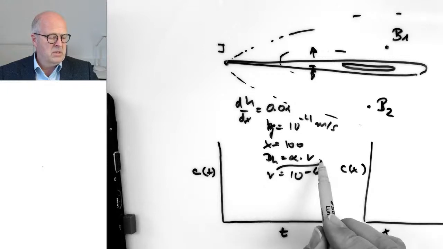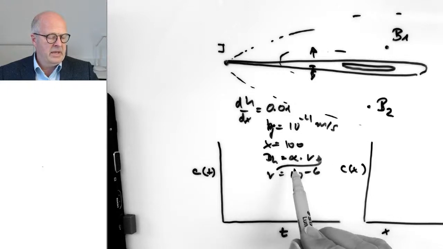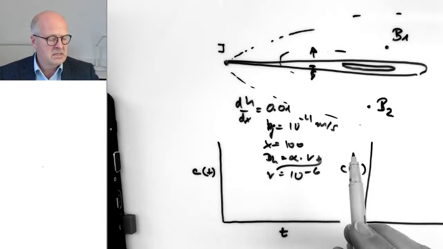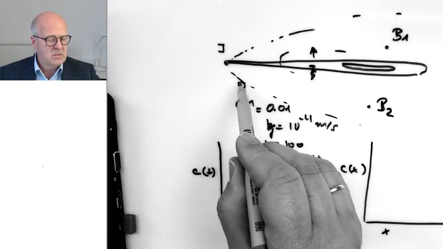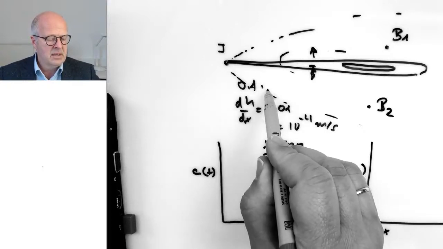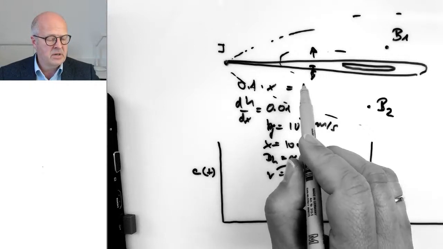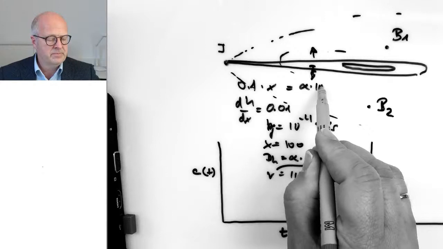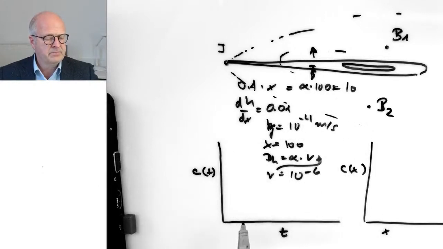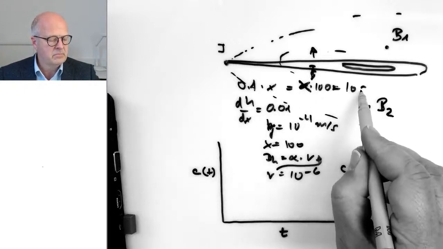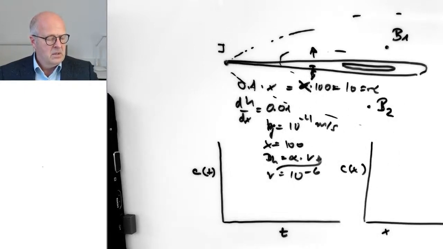Which goes here. Now I have my alpha. Alpha can be estimated as 0.1 times x. So if it's 100 meters, my alpha is 10. x, sorry. So we then plug in this equation and we would get something like this.